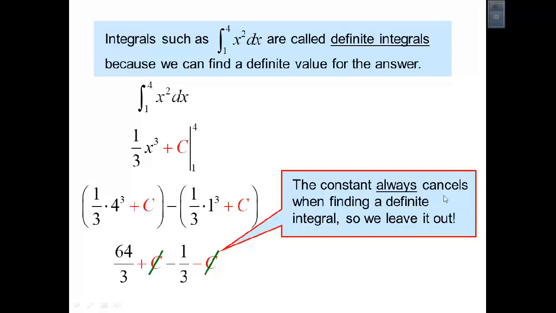So what that leads us to understand is that the constant will always cancel out when we find the definite integral, so we don't have to worry about it. Now, if you're doing an indefinite integral where you don't have the upper and lower bounds, and you just end up finding an antiderivative, you must include the plus c. If you don't, it is incorrect. When you're finding a definite integral, the c minus c will cancel out, so we can leave it out and forget the plus c on definite integrals. But don't forget it on the indefinite integrals without an upper and lower bound.